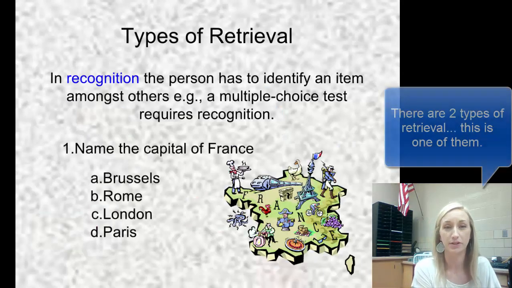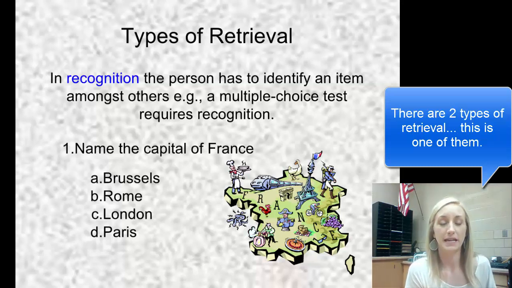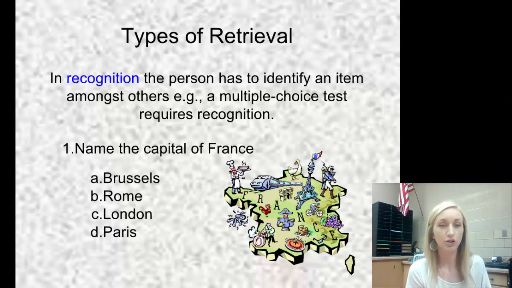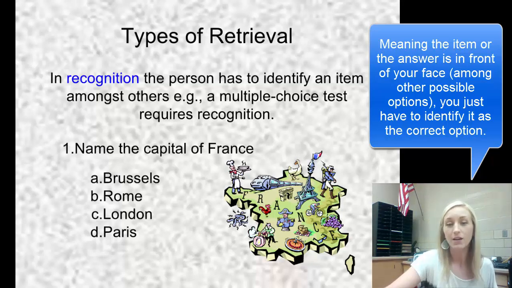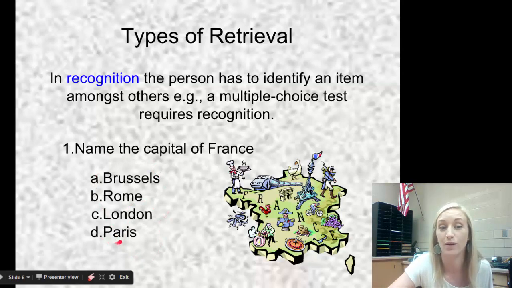So let's talk about types of retrieval. In recognition, the person has to identify an item amongst other items. So you just have to recognize, you just have to identify the information given to you. An example is a multiple choice test that requires recognition. So name the capital of France. Well, it's on this slide here. You just have to pick out which one it is, right?